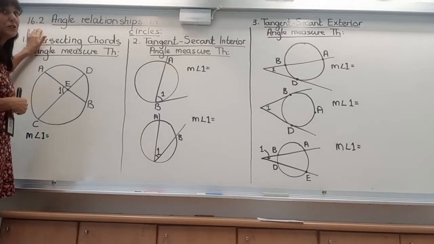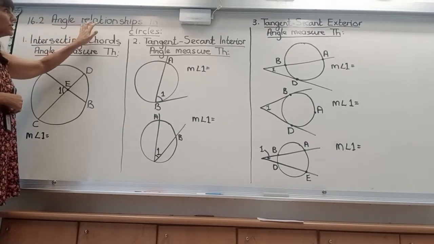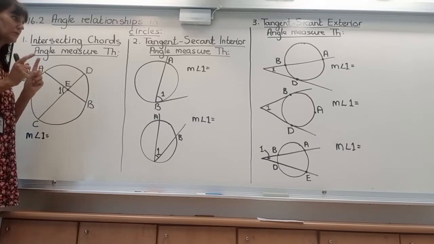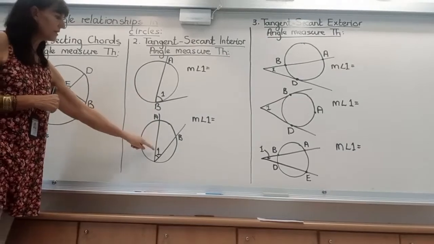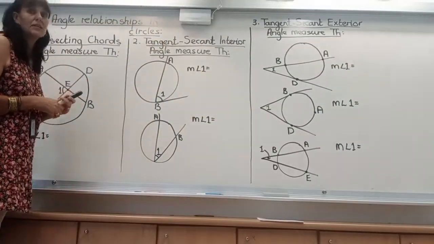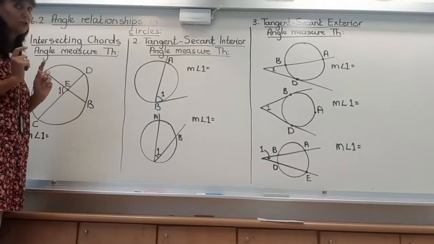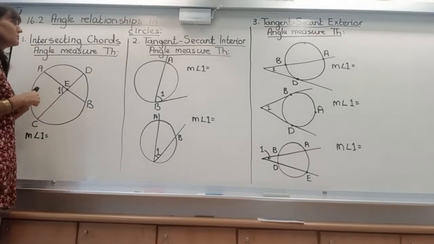We are going to do 16.2, angle relationships in circles. You can see my whole board full of circles, and we're going to work with angles. Angle 1. You can see all my angle 1s that I've indicated. And we're going to measure them. What's the measurement of these? We're not going to physically use a measurement but we're going to determine it.